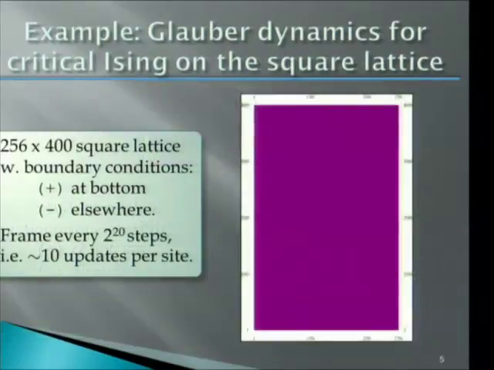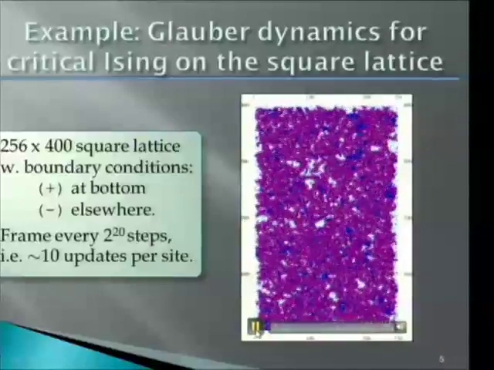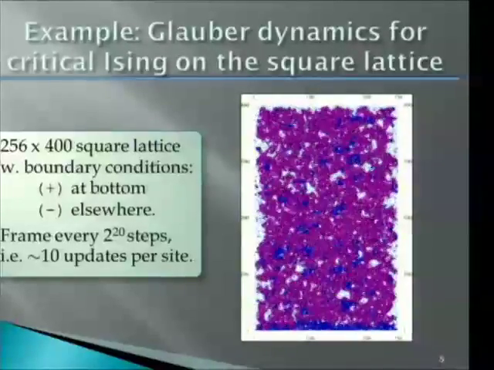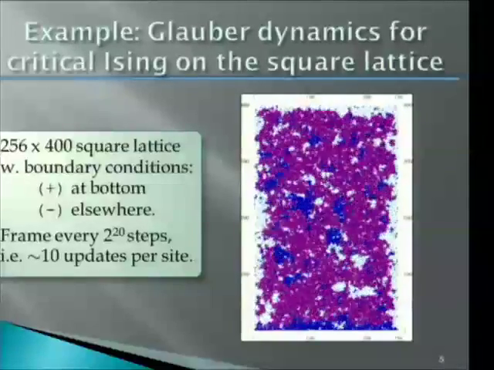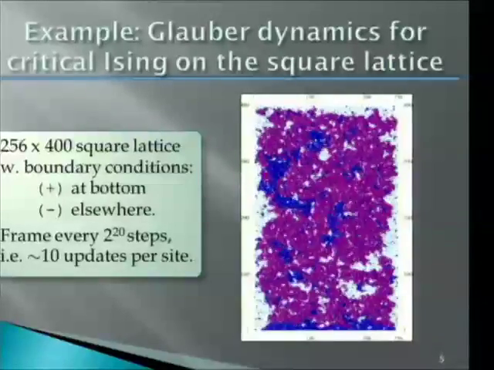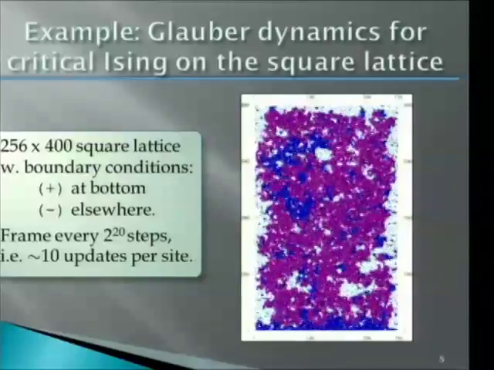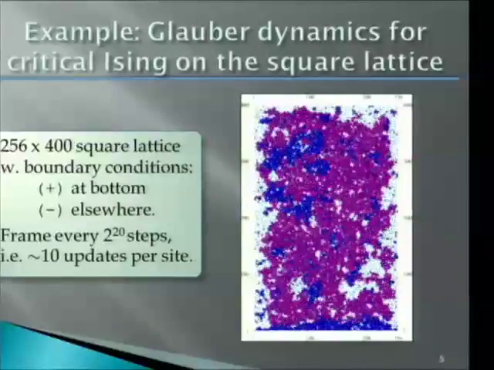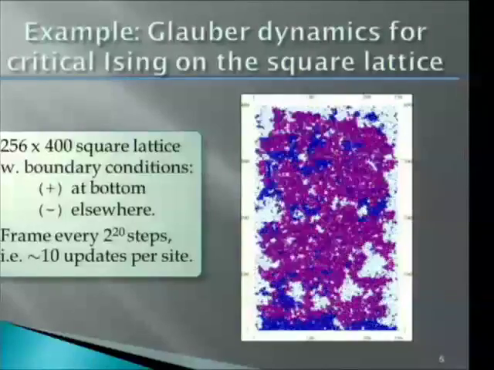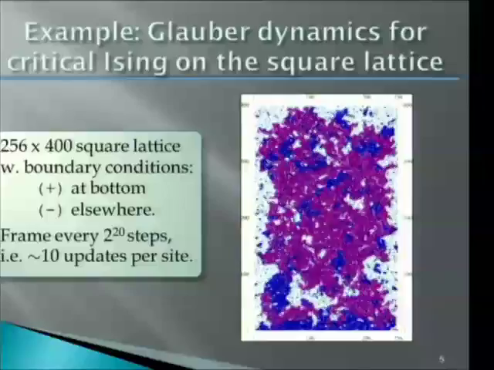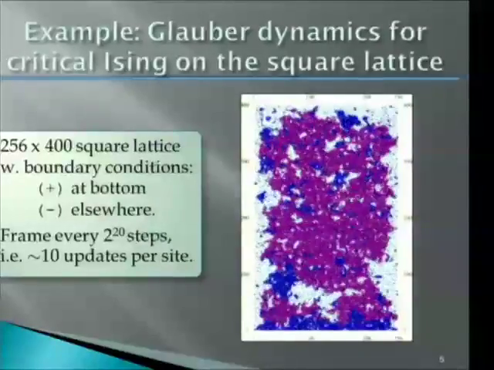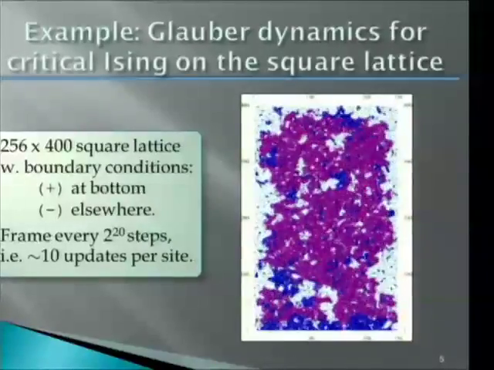Okay, so back to the question. By the way, this is the actual dynamics running. Now a frame is every 2 to the 20 steps, so we get about 10 updates per site in what you see here. This is at the critical temperature, at the critical beta, which I hand waved at in the first slide, which in 2 dimensions was exactly solved by Onsager in '44, or roughly in '44.